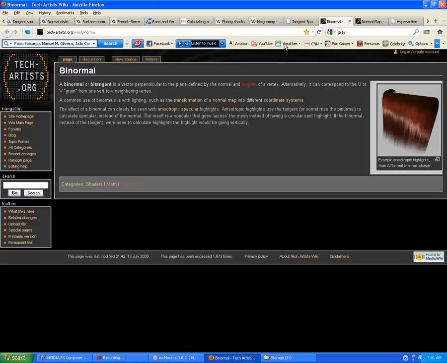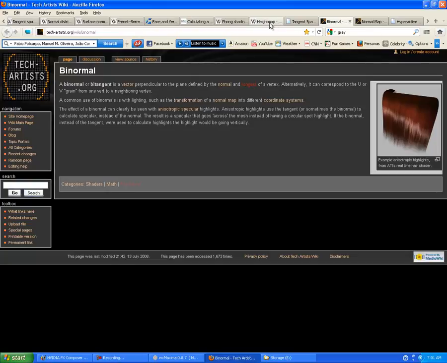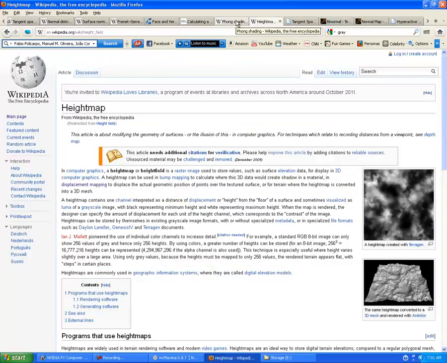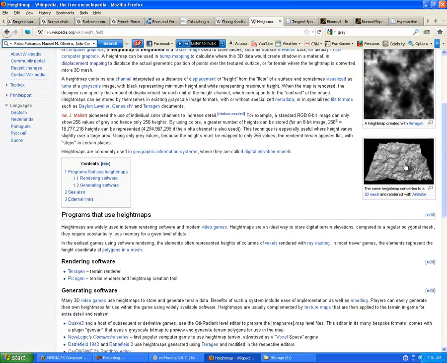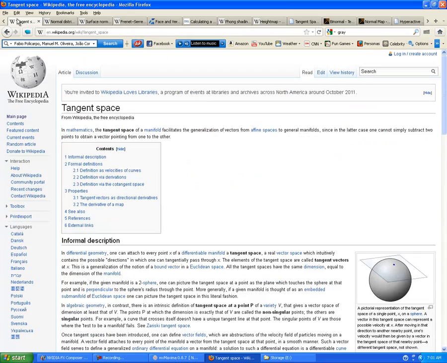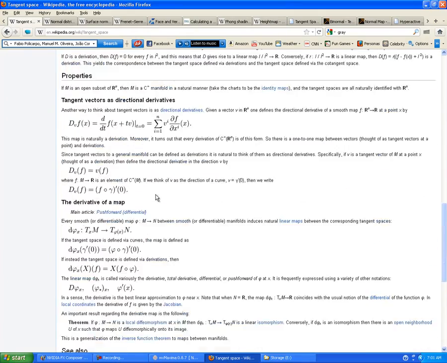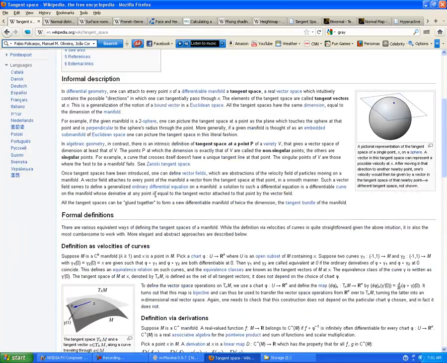Binormals or bitangents, they are not the same thing. So, another example of a height map: you got this grayscale here, and you can have it do displacement, like I was showing a second ago. And then this is tangent space. This is a good point here to explain it.